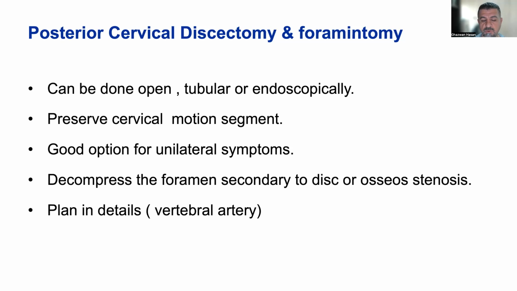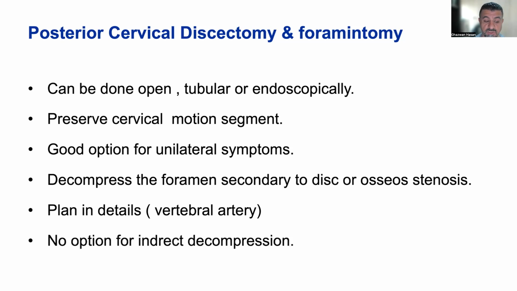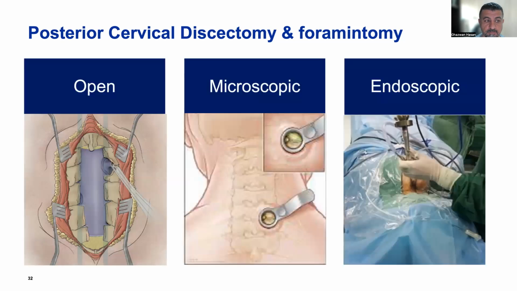And also, it requires a plain and detailed CT and MRI because you have many vital structures. You have to take care about it. And there is no option for indirect decompression in the cervical spine, so take it into your consideration. These are the different techniques of the posterior cervical foraminectomy.